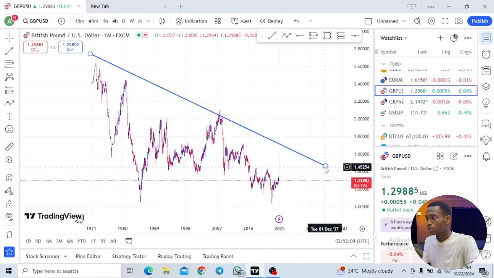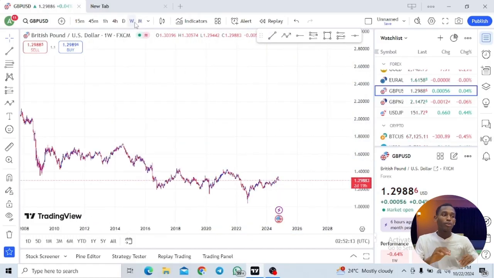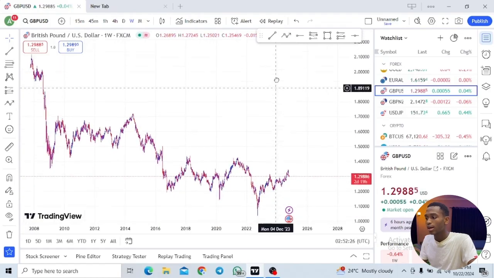Now, once we're done with the monthly time frame, we're going to move down to a weekly time frame. Remember the example I gave about the building. The monthly time frame is like the 100th floor. Now the weekly time frame, we've come down to the 70th floor. From the weekly time frame, we want to see how the markets are moving.